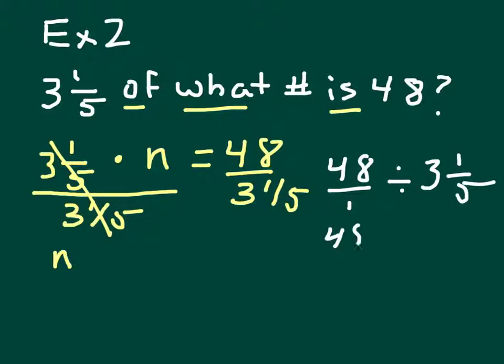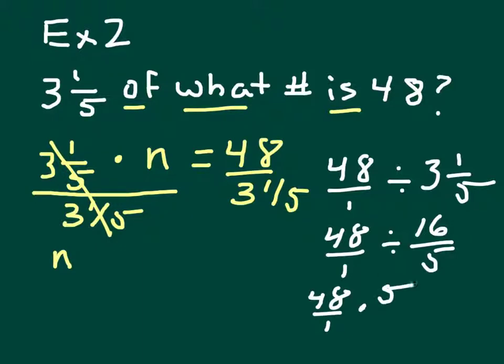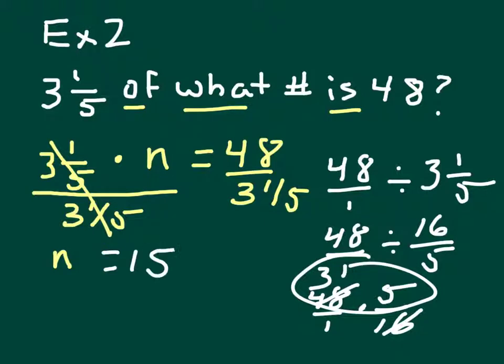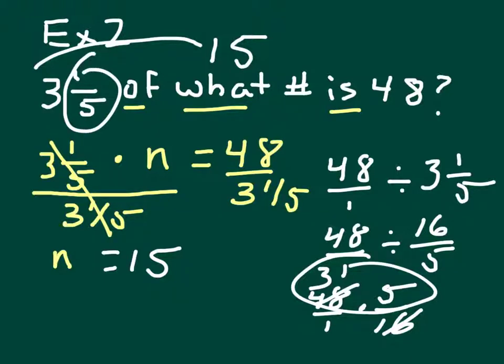Now I'm going to figure out what 48 divided by 3 1/5 is. In other words, 48 divided by 16/5, or in other words, 48 times 5/16. Now I can divide 16 and 48 by 3, and then multiply 3 times 5, and I get 15. So 3 1/5 of 15 is 48. Now what's 3 times 15? That's 45, and we're taking a little bit more, so it makes sense that 3 1/5 of 15 would be 48.